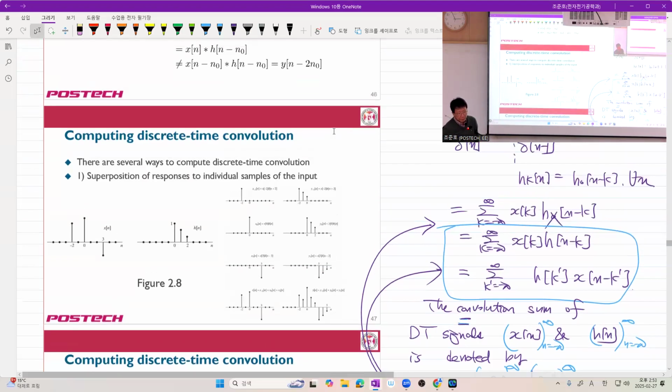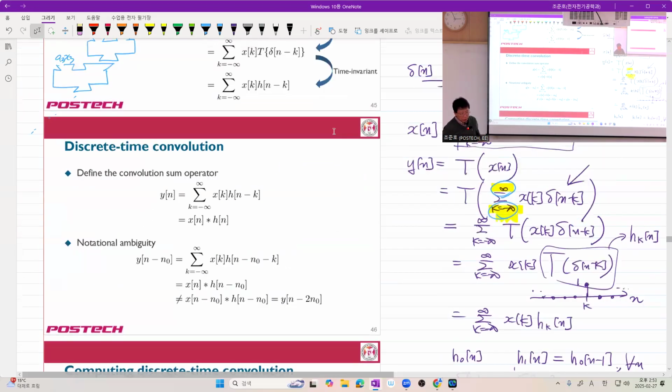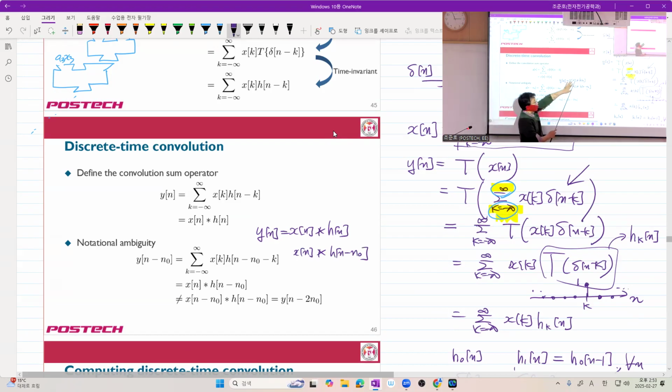So here you have almost the same idea, but be careful again. Here goes something interesting. Suppose you have y of n defined as the convolution sum of two signals. Then let me ask you, what is this one in terms of y? You define y as the convolution sum of these two signals. Now, you just delay one of the signals. Then what would be the output in terms of y?